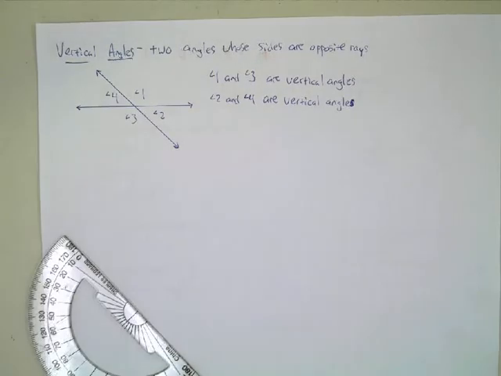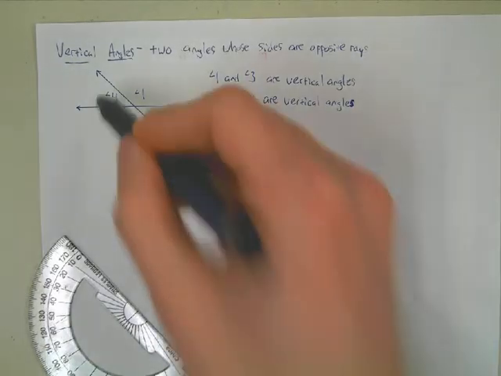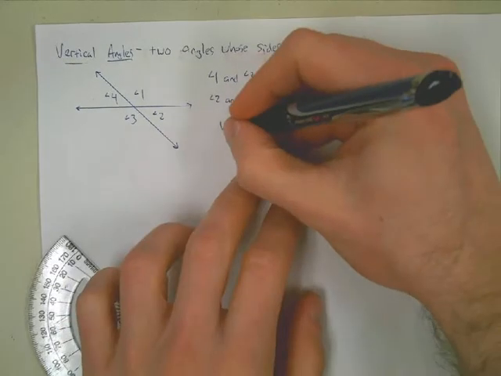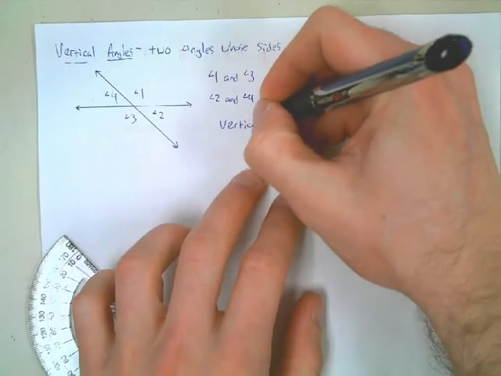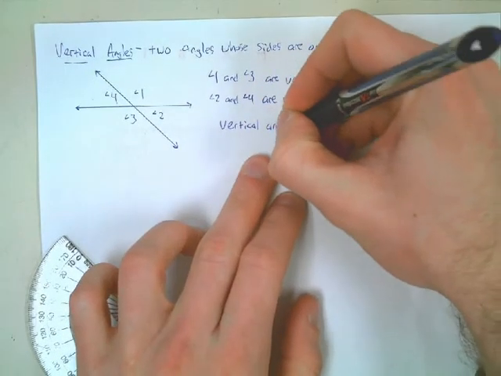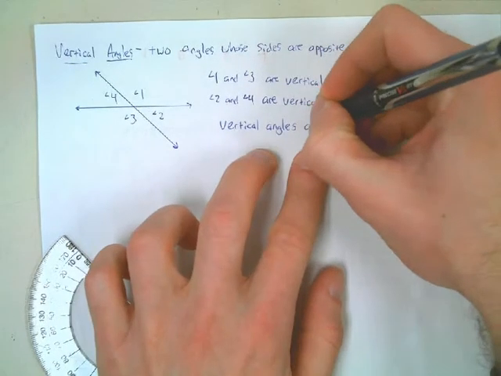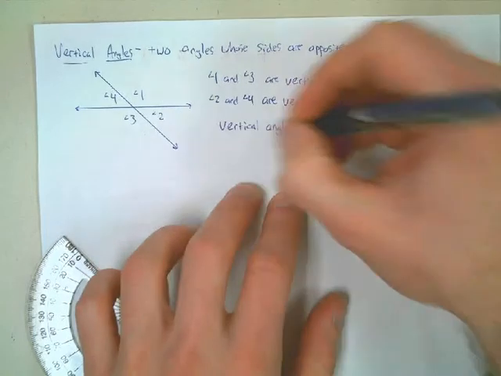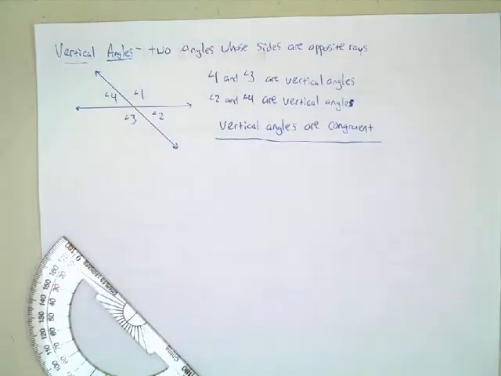What about their measures? How will their measures compare? Like if I were to measure angle 2 and measure angle 4, how do you think they should compare, Alex? I think they have the same measurement. Exactly right. They are going to be equal. So in general, vertical angles, always I should say, in our geometry, vertical angles are congruent. They are equal to each other. So you can use that to your advantage here. Vertical angles are congruent.